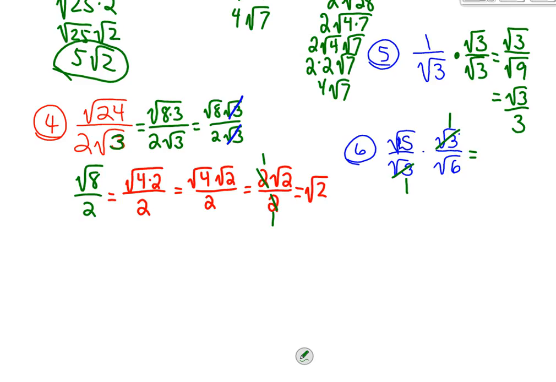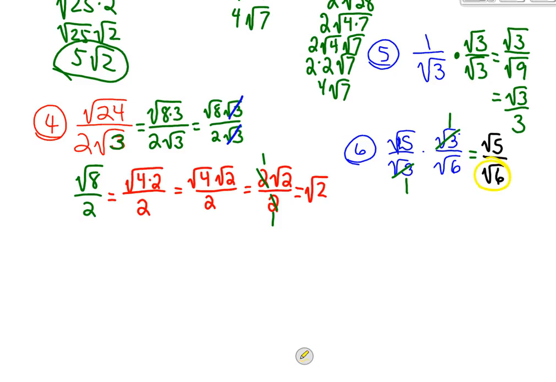So then that means that this problem, when I multiply straight across, is square root of 5 times 1 is the square root of 5, and 1 times the square root of 6 is the square root of 6. Now that would be my answer, but it's not in simple radical form. So to make it in simple radical form, I have to multiply by whatever that radical is in the denominator, which in this case is the square root of 6.